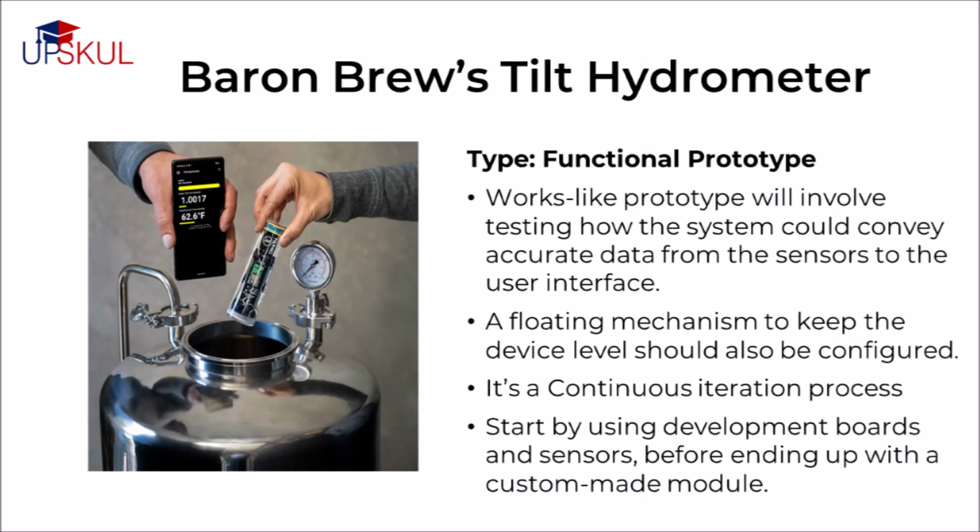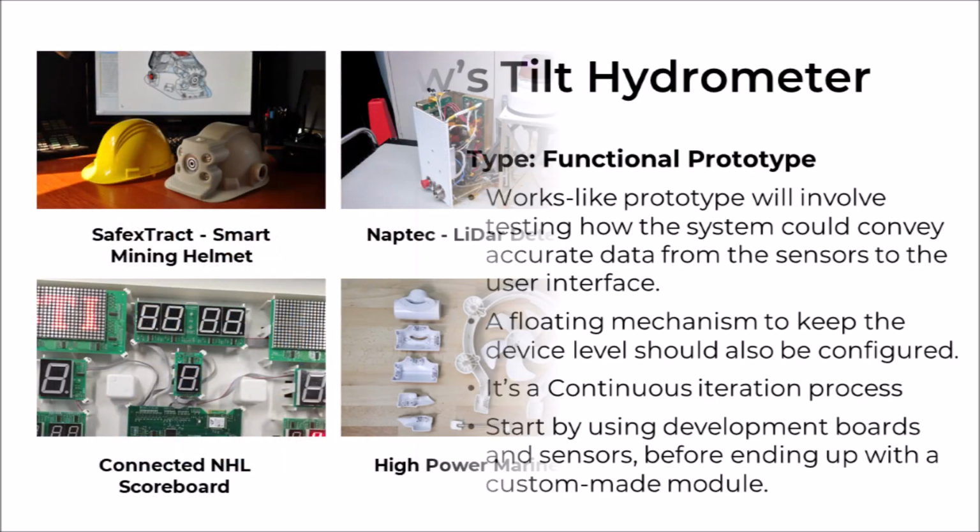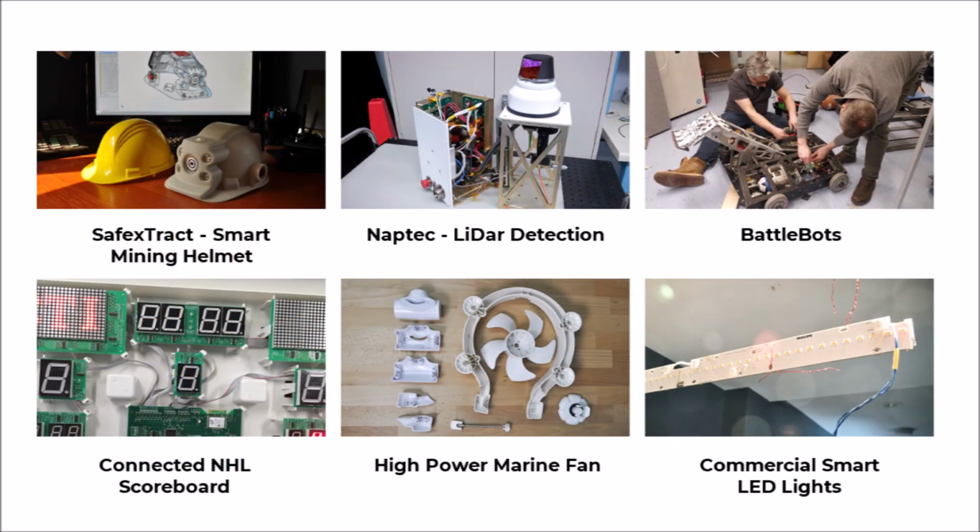Going back to our example of the Baron-Bruce tilt hydrometer, configuring the works-like prototype will involve testing how the system could convey accurate data, such as temperature and pressure, from the sensors to the user interface. At the same time, a floating mechanism to keep the device level should also be configured in the works-like prototype. The process will be a continuous iteration, hence you might start by using development boards and sensors before ending up with a custom-made module.